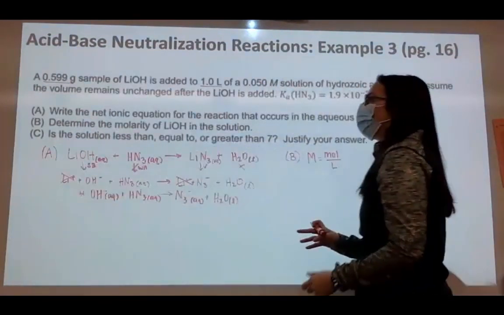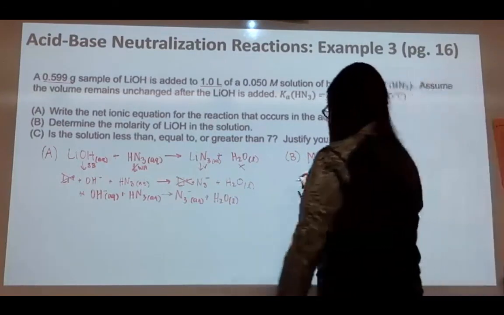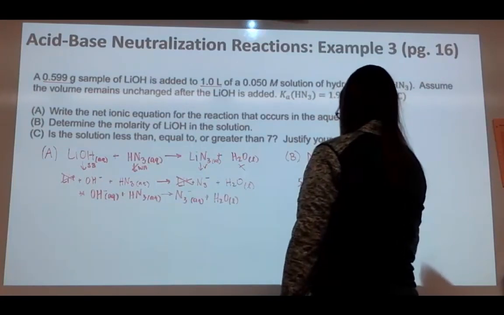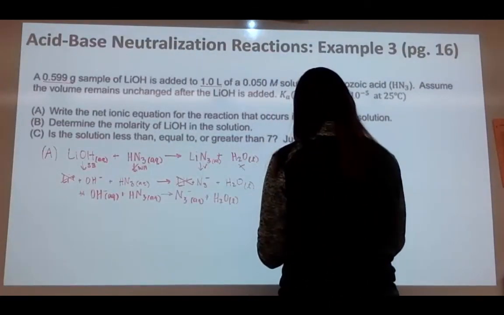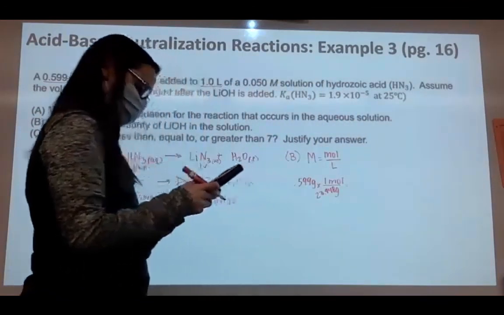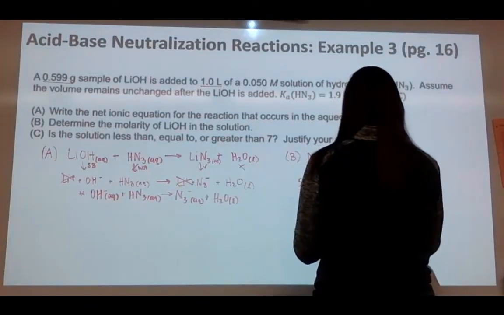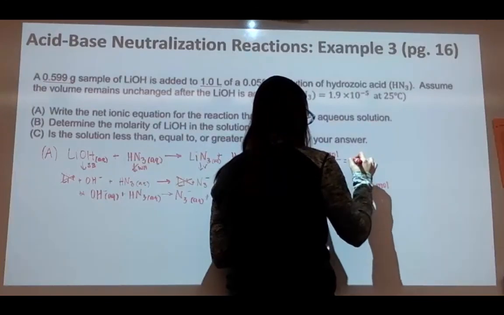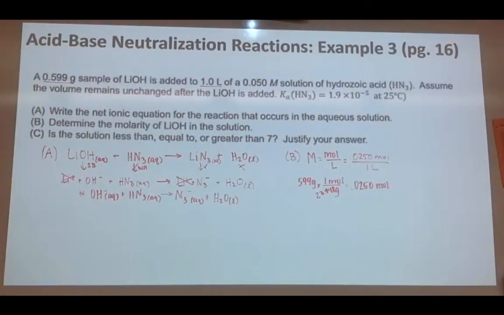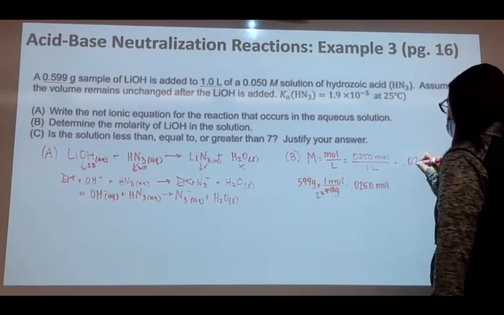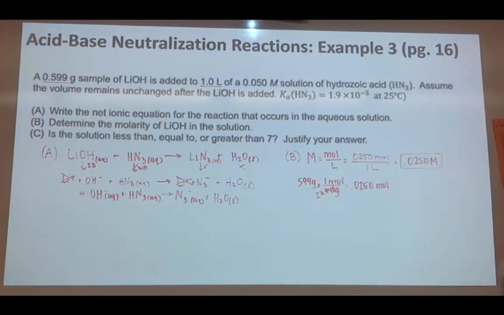So figure out 0.599 grams, figure out how many moles that is. So Li plus O plus H, 0.948. So there's 0.0250 moles, and it says it's added to 1 liter. Easy enough calculation right there. 0.0250 molar. And again, we're going to skip C for now. We'll come back to that later.